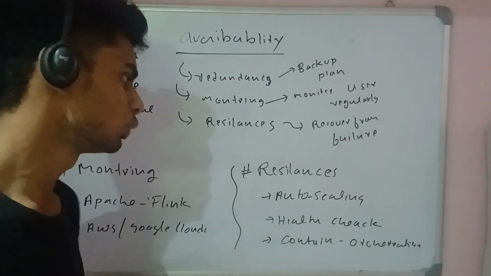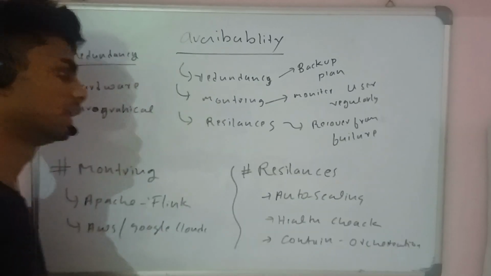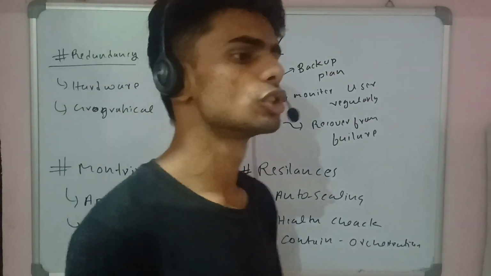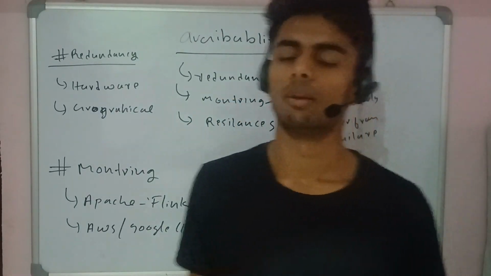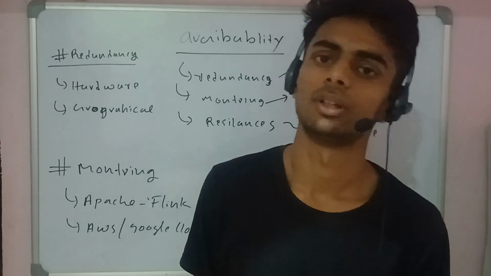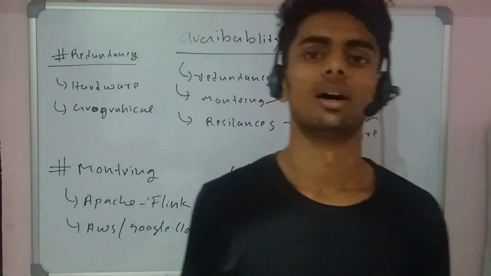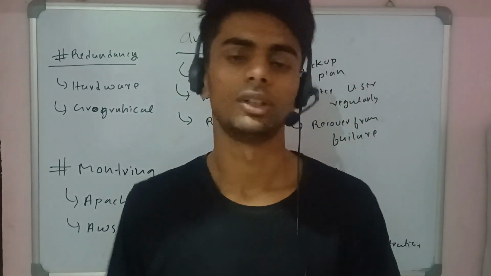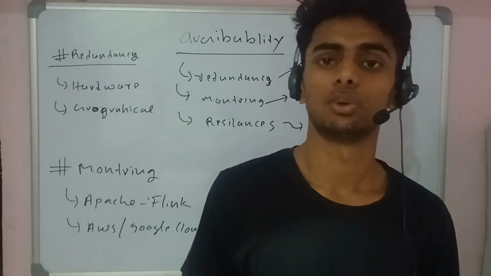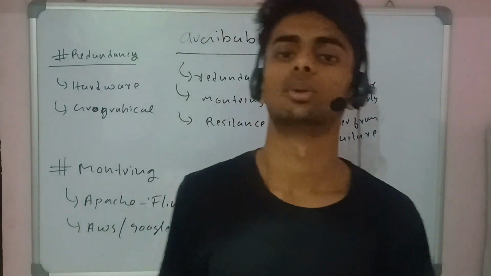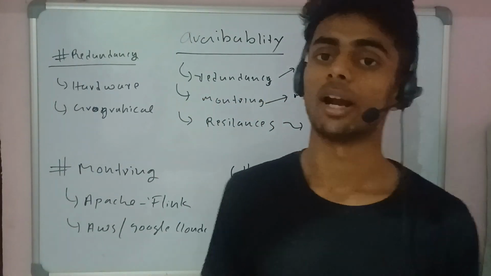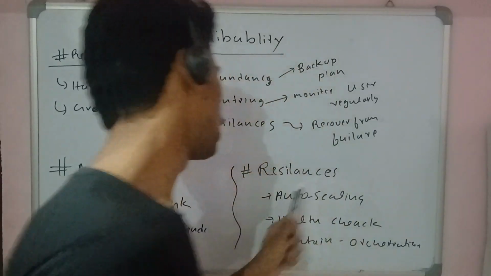Let's come to resilience. Resilience is about auto scaling, health checks, and container orchestration. Resilience is all about recovering from failure, how to bounce back from it, and the main way is auto scaling. We often face problems in scaling, where we need to shift from horizontal to vertical scaling, which takes time. But if the system is already designed to auto scale when the user base and traffic grow, that is auto scaling.